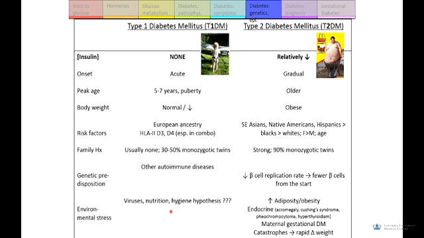And environmental stresses for type 1 diabetes, any environmental triggers, viruses, nutrition, the hygiene hypothesis can be your environmental trigger to cause type 1 diabetes. For type 2, increased obesity and adiposity cause increasing circulating free fatty acids to increase your resistance to insulin.